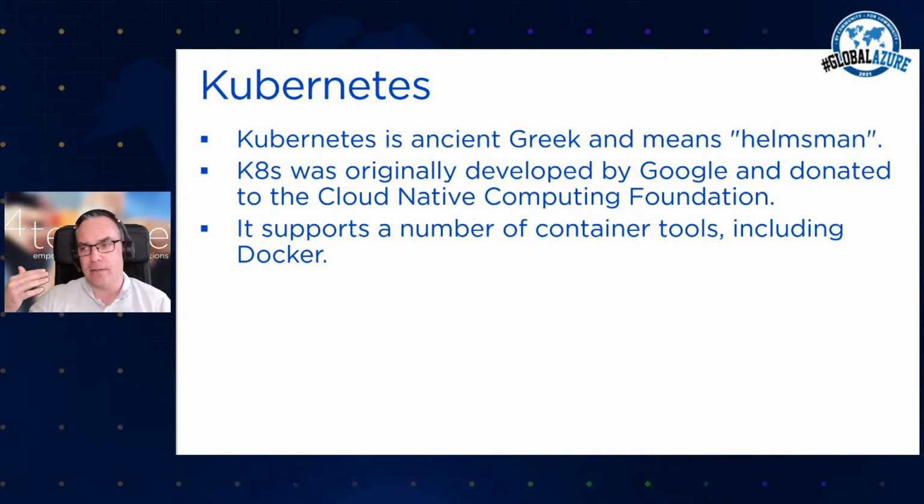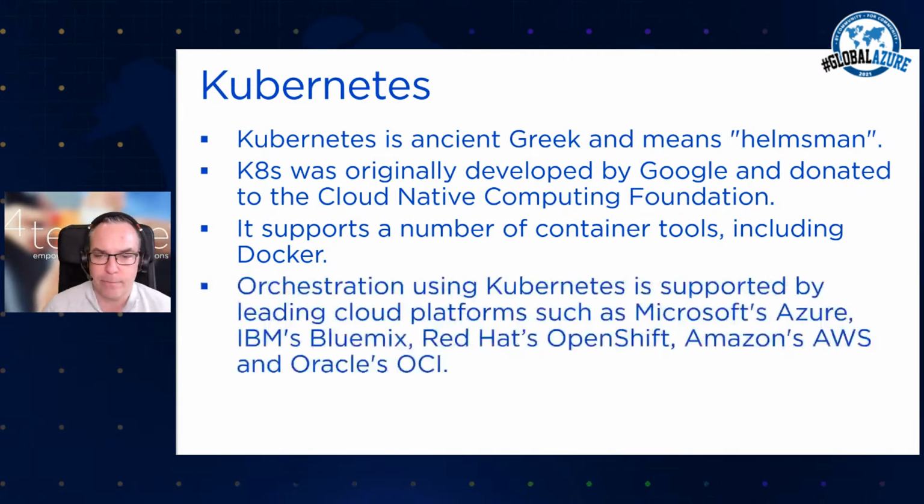So a Docker container which is built by you on your machine can still be run on Kubernetes, even though they're not supporting Docker in the future anymore. And orchestration using Kubernetes, as I already told you, is supported by all the leading cloud platforms, including Azure, Bluemix, Red Hat, OpenShift, AWS, etc. So it's really the most common platform for containerized applications. But today, we will focus on Azure for sure.